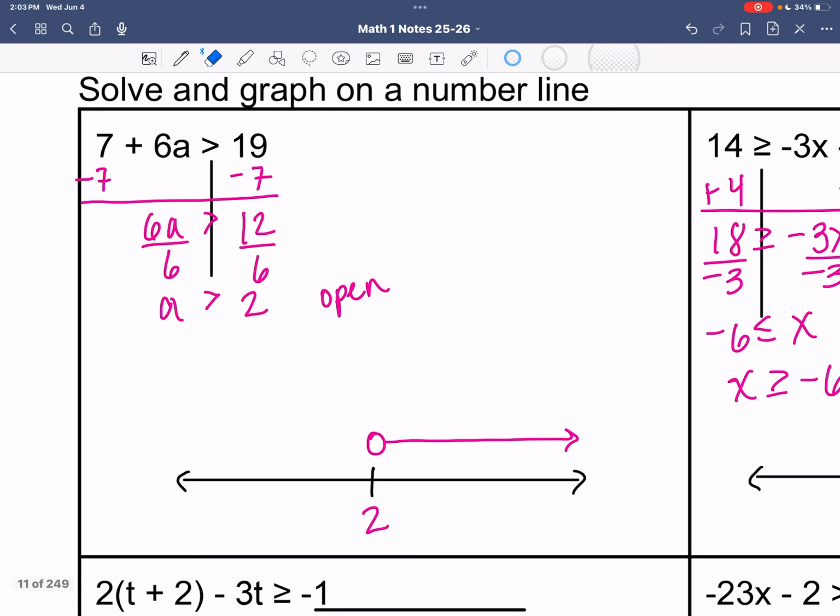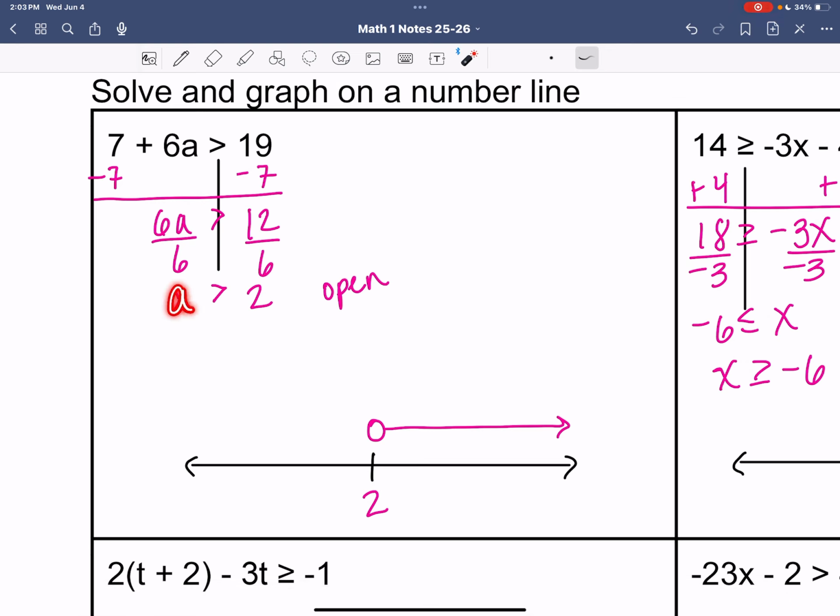Now we need to get a by itself, so we have to move the 6 over here. So that's why we're dividing both sides by 6, because that's 6 times a. That cancels your 6s out, and you have a is greater than 2. Now this is going to be an open point, and you're going to write your number here. Since a is greater than 2, we're going to go that direction because all of these numbers are greater than 2.